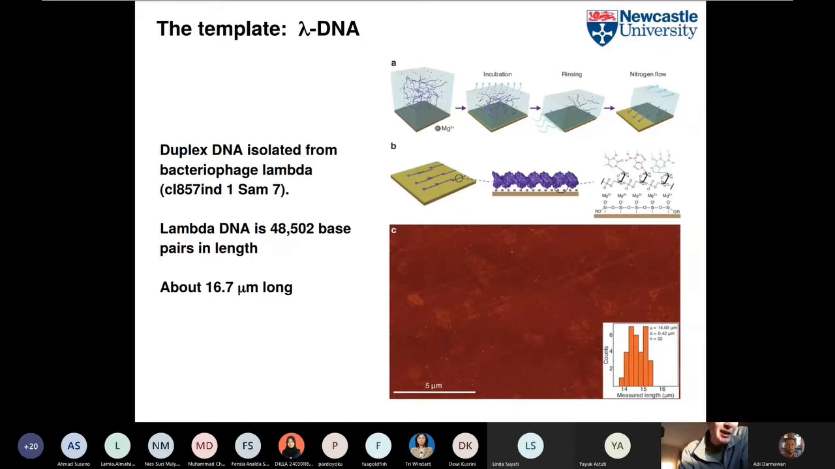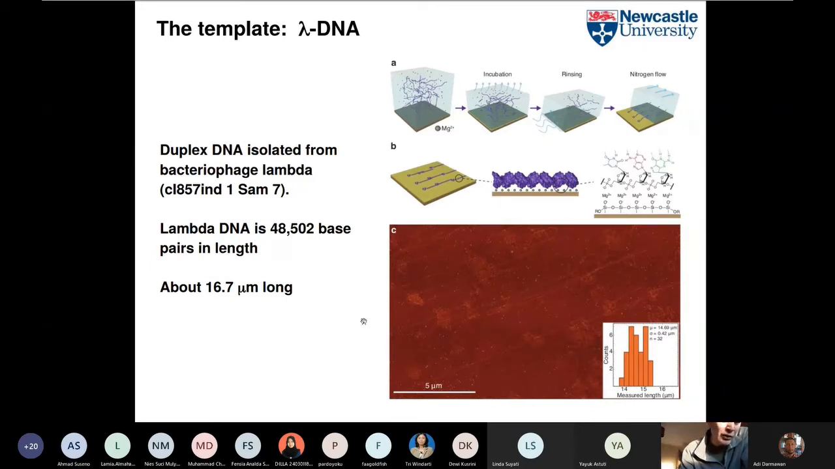So we use Lambda DNA, which is isolated from a virus that infects bacteria, a bacteriophage, and the reason for this is it's available in high purity. It's a very well-defined length. It's exactly 48,502 base pairs long. It's about 16.7 micrometers long, which you can see just about in the AFM image.